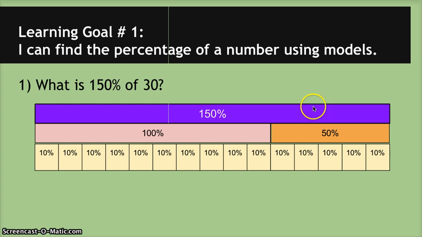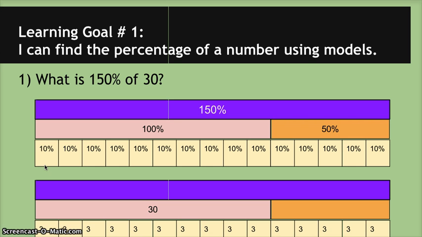So with our number 30, if we divide it by 10, we can figure out what one of these 10% pieces is. 30 divided by 10, we get 3. We'll take that 3 moving forward. So here we have our same bar model from the previous slide, and here we made another bar model where we put that 3 in here that represents 10% of 30.